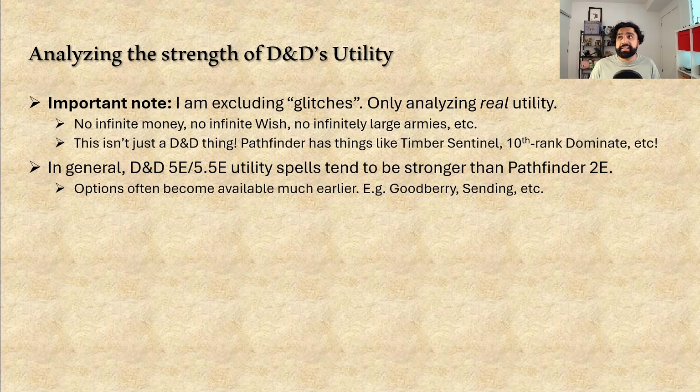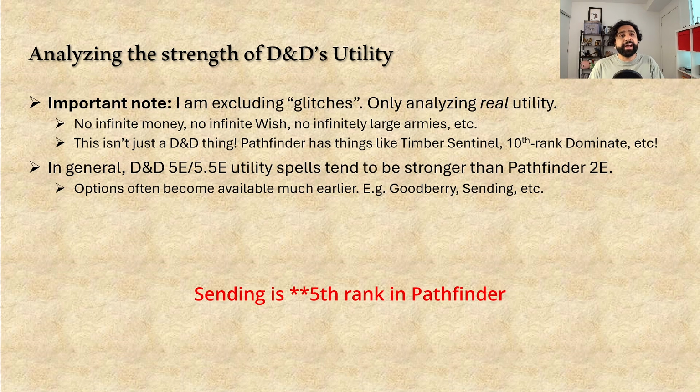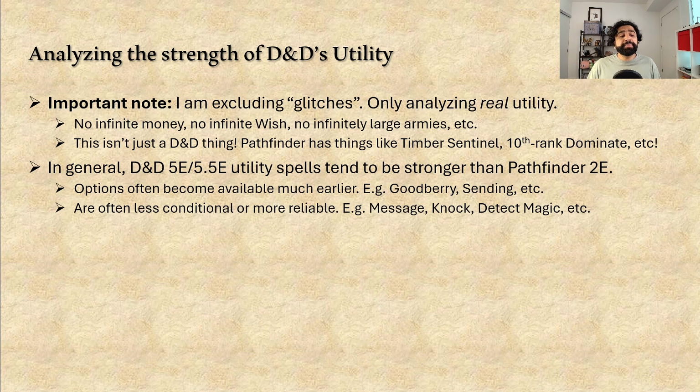Likewise, the Sending spell is a 3rd rank spell in D&D, whereas it's 4th rank in Pathfinder. There are many such examples in both games, where despite the fact that the Pathfinder spell has equal utility, it just comes online later. Then there are types of spells where they're often less conditional or more reliable. For example, Message in Pathfinder requires line of effect. The exact same spell in D&D does not require line of effect unless it is blocked by something like lead. Knock in Pathfinder can be counteracted with sufficiently powerful locks. In D&D, it just always works on every single lock.